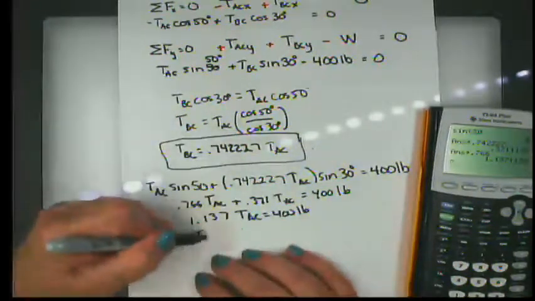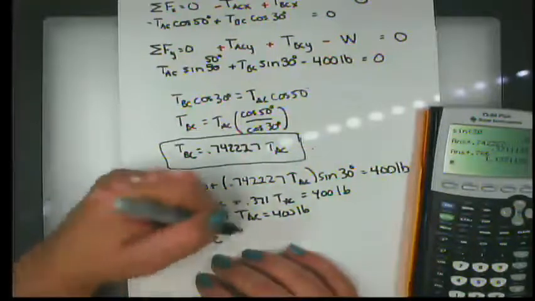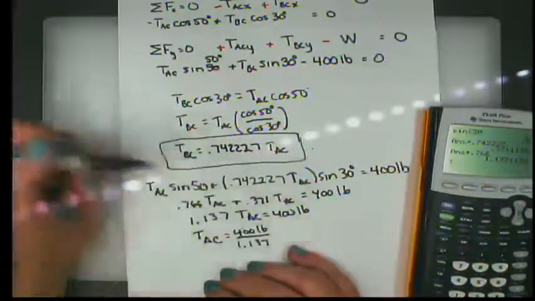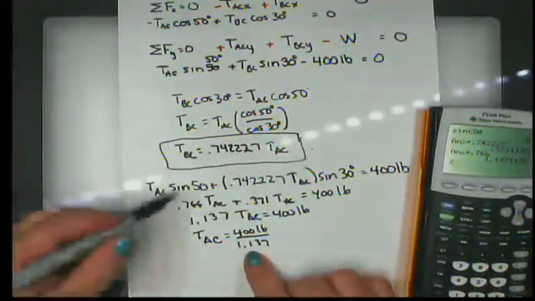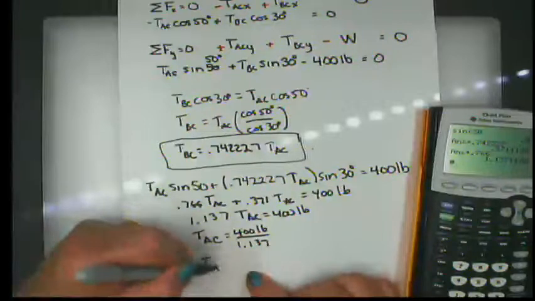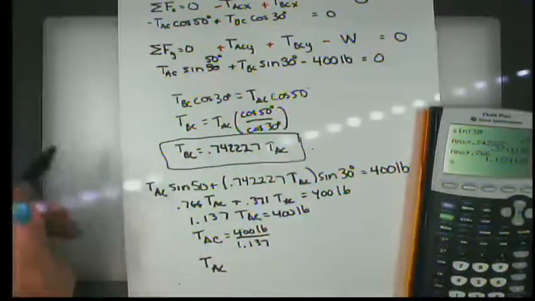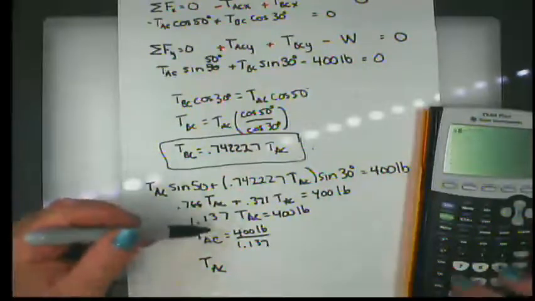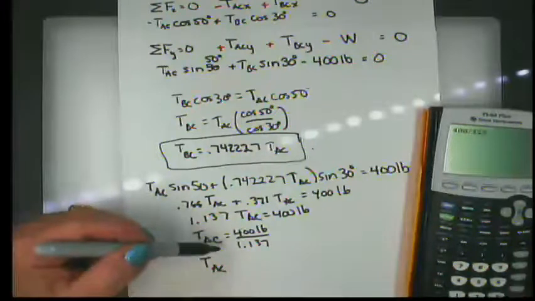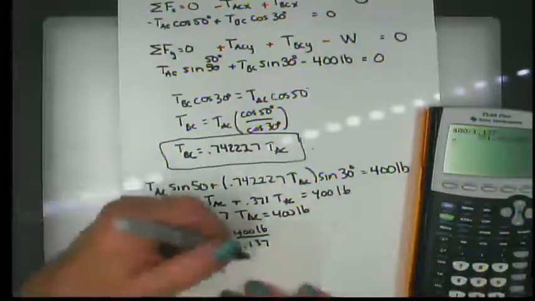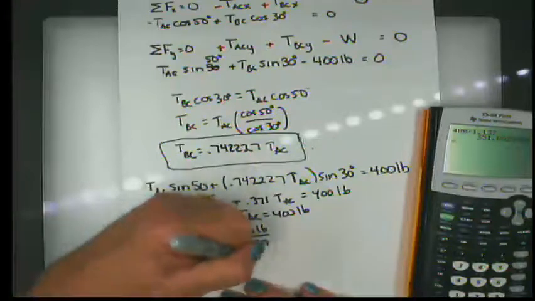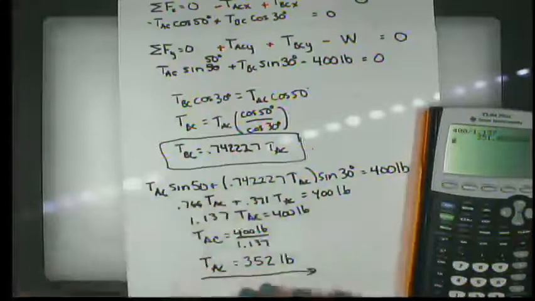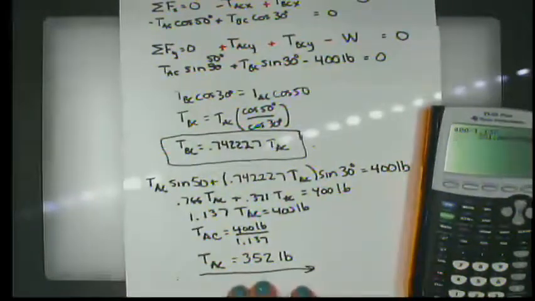So I can divide through by 1.137. Divide 400 by 1.137 to get the numeric value of TAC. And let's see, 400 divided by 1.137 equals 351.8, which rounds to 352 pounds. So my value of TAC is 352 pounds.